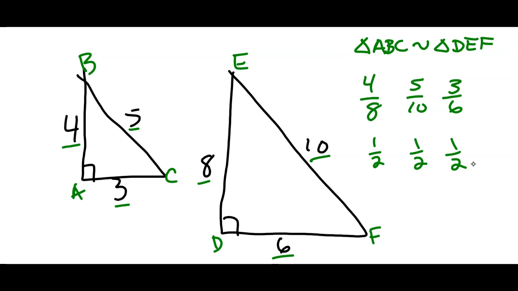Now what that also means is this angle, which corresponds to F down here, is the same. These two are congruent, whatever that angle measure is. And then angle B is congruent to angle E. And then lastly, A and D are congruent. So similar triangles have this: the corresponding angles are congruent, and the corresponding sides are proportional.